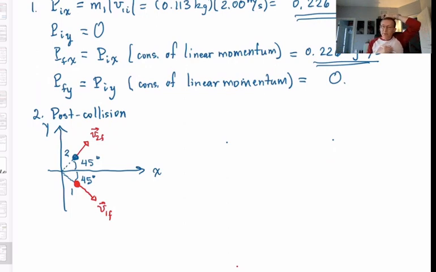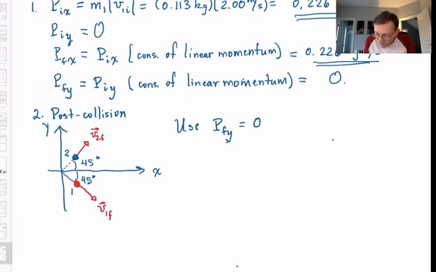I want the magnitude of v1 final and the magnitude of v2 final. How will I find it? I'm going to use conservation of linear momentum. And probably the easier component, because you've got to do both components, the easier component to work with, at least initially, is the y component. Because it must be true, I've already determined, that the final y momentum of the system must equal 0.